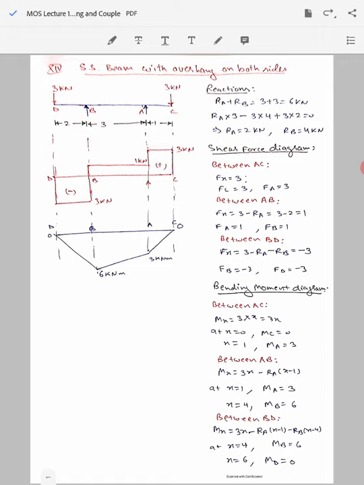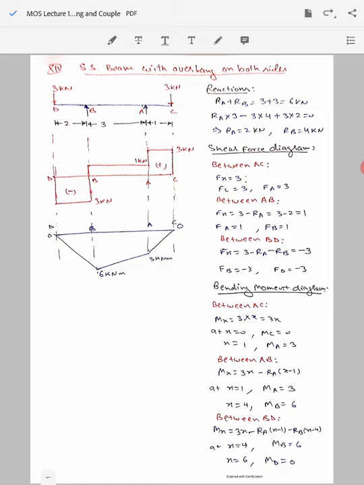Finally, for the span BD, if we cut the beam here, there will be support reaction B, support reaction A, so they also appear, and then the applied force of 3 kilonewton. So the net sum will be minus 3 kilonewton, and it will be constant during the entire span, not dependent on x. So FB and FD both will be equal to minus 3.